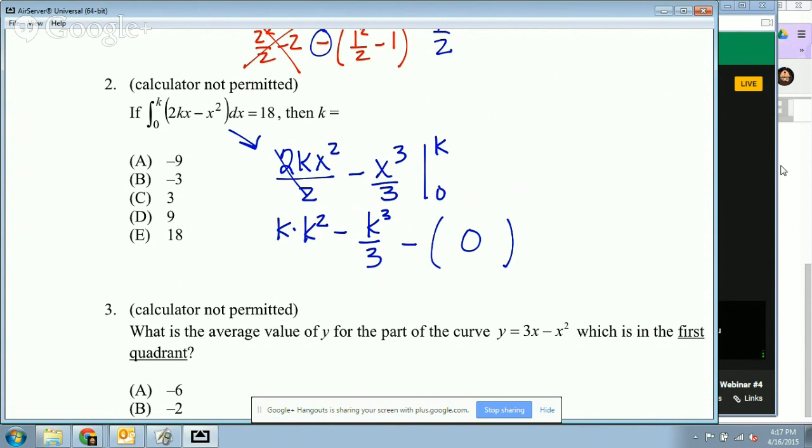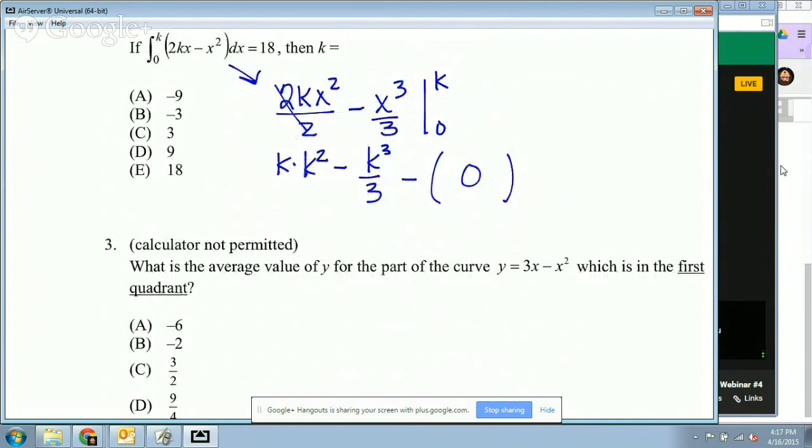Now make sure you're careful and you don't assume that it'll be 0 when you have different kinds of functions, especially trig functions. Typically, they'll throw in a cosine, so they're checking to make sure that you're actually plugging in that 0. So be aware of that. So now I'm like, okay, simplify this.